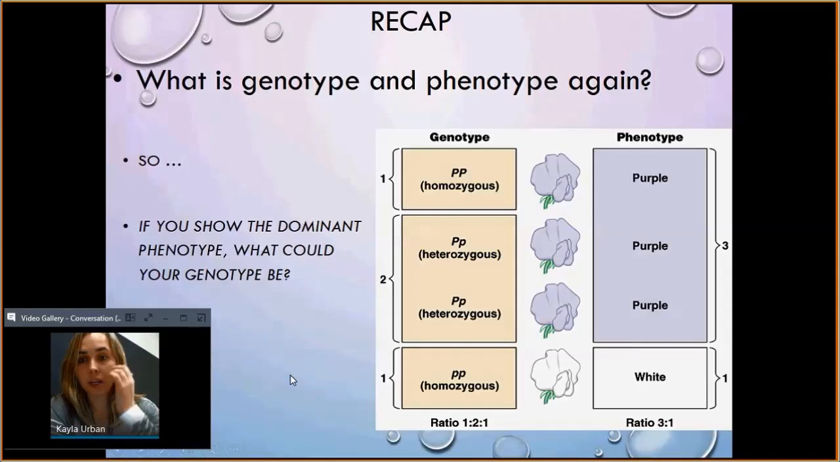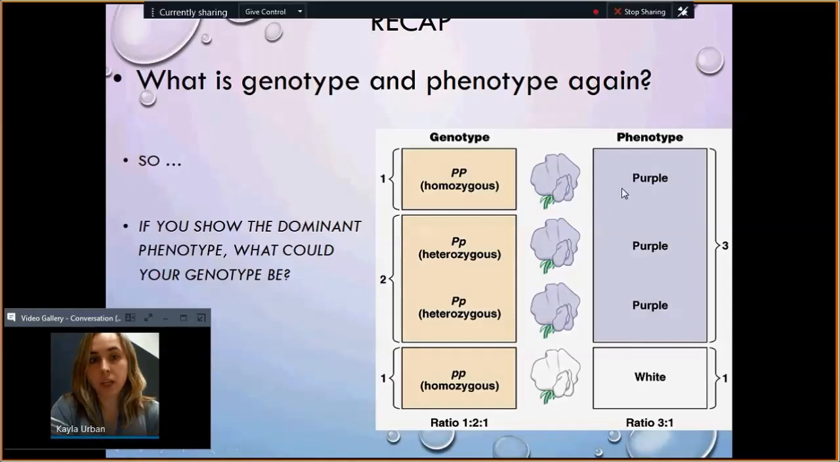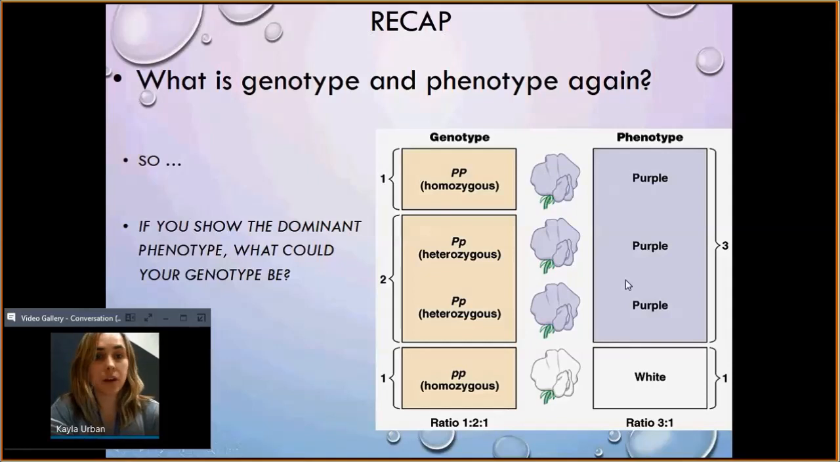If you show the dominant phenotype, what could your genotype be? If you look here, you'll see that all three of these purple flowers, there are two different possibilities. They can either be homozygous dominant or they can be heterozygous. So you are not sure. If you see the dominant phenotype, you are not sure what the genotype is without further testing. If you show the recessive phenotype, you know that it must be homozygous recessive.